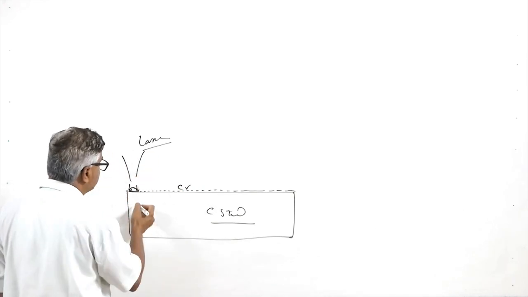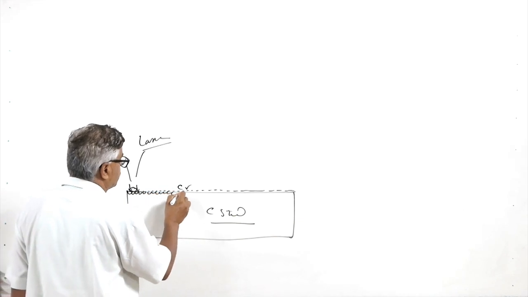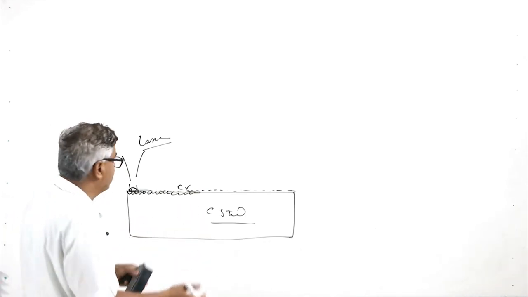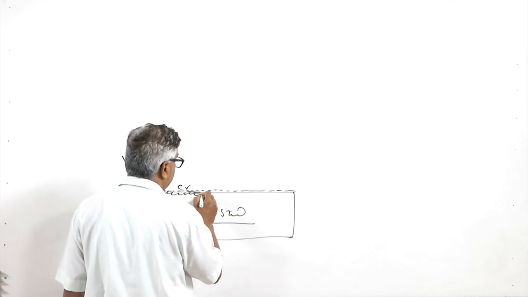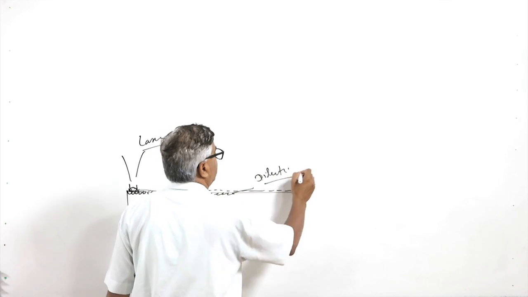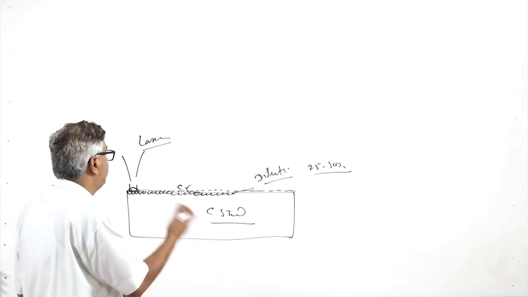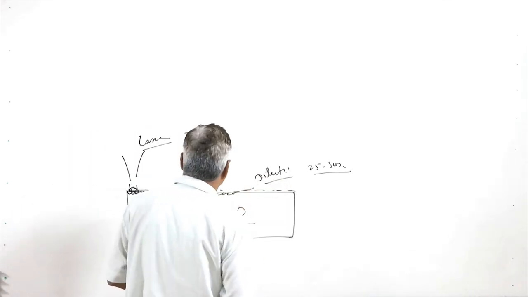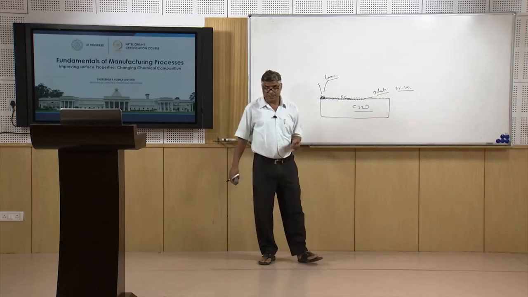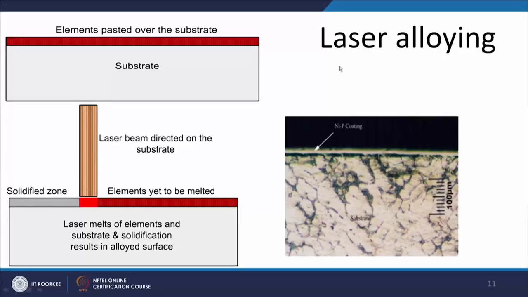So basically the laser beam is directed onto the pre-placed chromium, and it melts the chromium as well as a little bit of the surface of the base metal. This is how the mixing of the element placed at the surface takes place with the substrate. The dilution levels in this case are much higher, maybe 25 to 50%, where a lot of melting of the base metal takes place for mixing of the elements being placed at the surface. This is how the composition of the surface layers can be modified to achieve the desired properties at the surface.